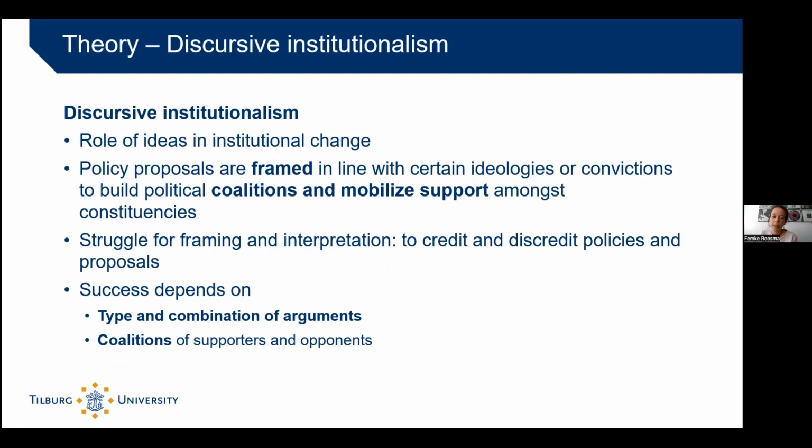A theoretical angle in this is discursive institutionalism. So discursive institutionalism looks into the role of ideas in institutional change, and it mentions that policy proposals are framed in line with a certain ideology or certain convictions to build coalitions and mobilize support among constituencies. And in this framing of certain policy proposals, there's a certain struggle for framing and interpretation. So there are ways to credit and discredit policy proposals, and success of implementing or success of legitimizing a policy proposal, in this case UBI, depends on the type and combination of arguments used on the one hand, but also, of course, on the coalitions that support these arguments. And in this article, we try to look at both. So both these combinations of arguments and the coalitions that support these arguments for UBI.